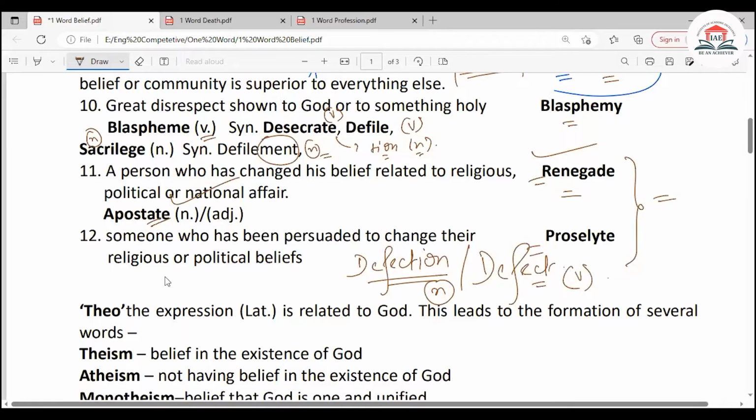Exactly so. Which comes very naturally. That is renegade or apostate. But which is influenced, which is persuaded, which is forced, in that case, we can call it proselyte. Clear?